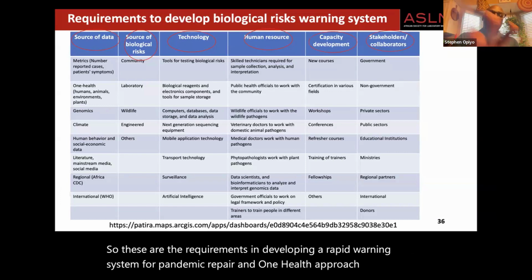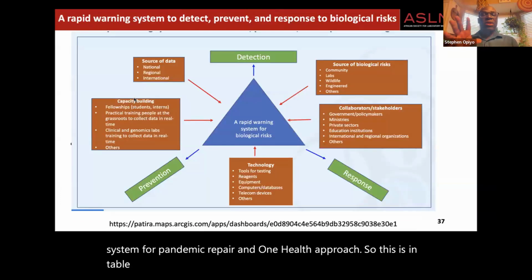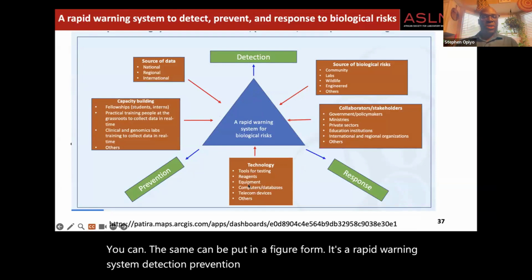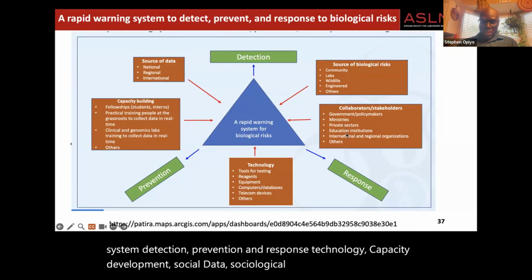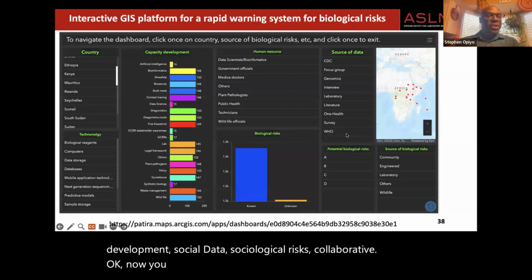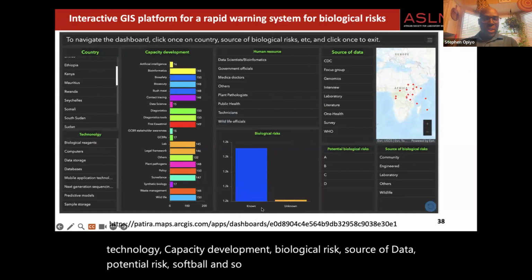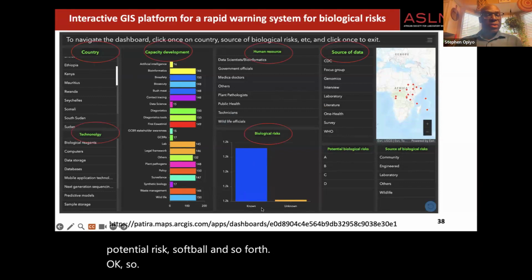So this is in table form. The same can be put in a figure form. It's a rapid warning system: detection, prevention, and response, technology, capacity development, source of data, social biological risks, collaborative. Okay, now you can do this in real time. You can have a country, technology, capacity development, biological risk, source of data, potential risk, source of biology, and so forth. Okay, so I already went through this.